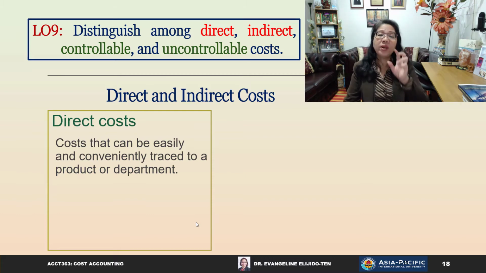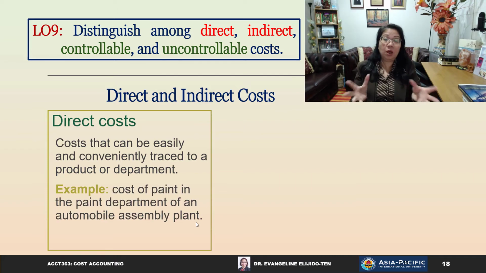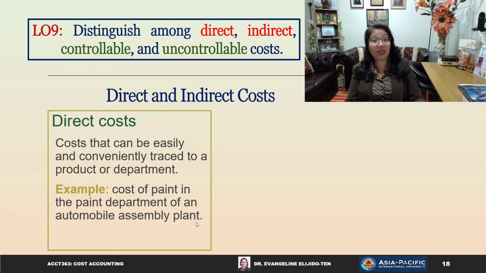All right. So when we're talking about direct cost, we need to know what the cost objects are so that we are able to determine whether we can easily and conveniently trace the cost of that cost object. So examples of direct cost, an automobile manufacturing environment, the cost of the paint in the paint department of that assembly plant would be a direct cost to the department. So what's our cost object here? The department.